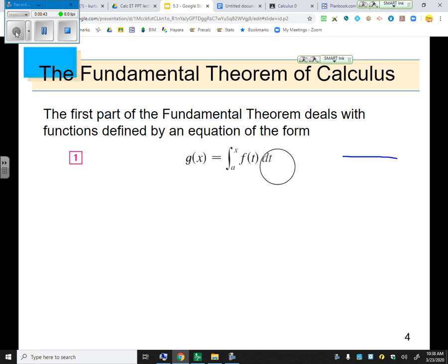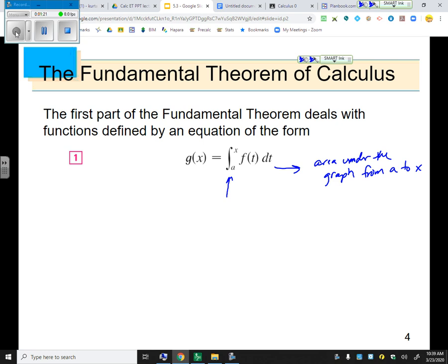And so there's two parts to the fundamental theorem of calculus. The first part deals with the functions defined by an equation in this form. Now, what we know from this is that whenever we're doing this, this integral sign right here means that we are finding the area under the graph from A to X. Okay?